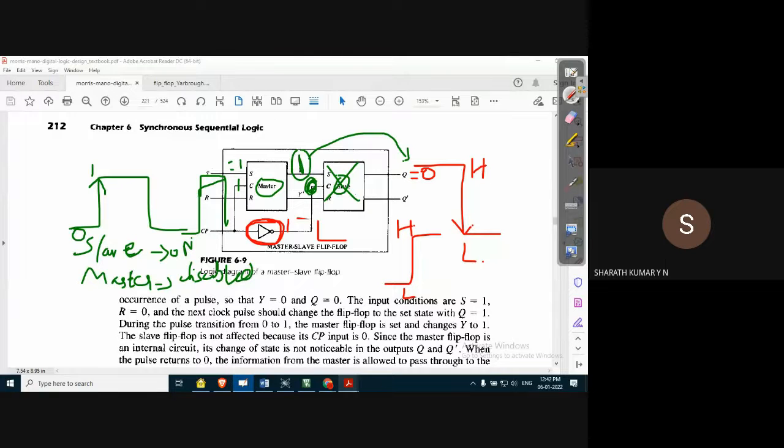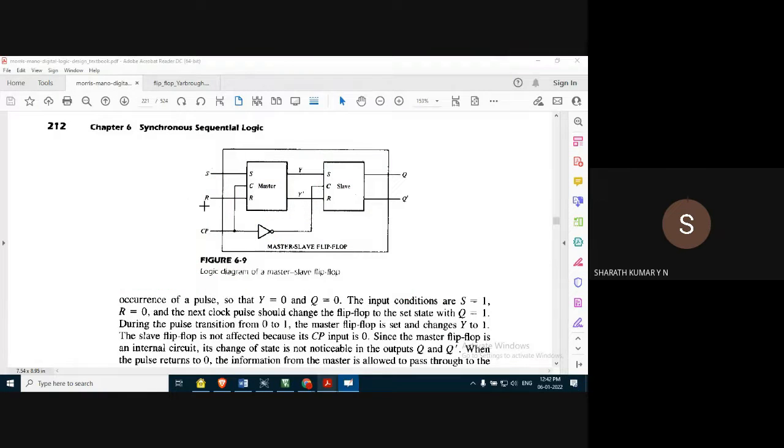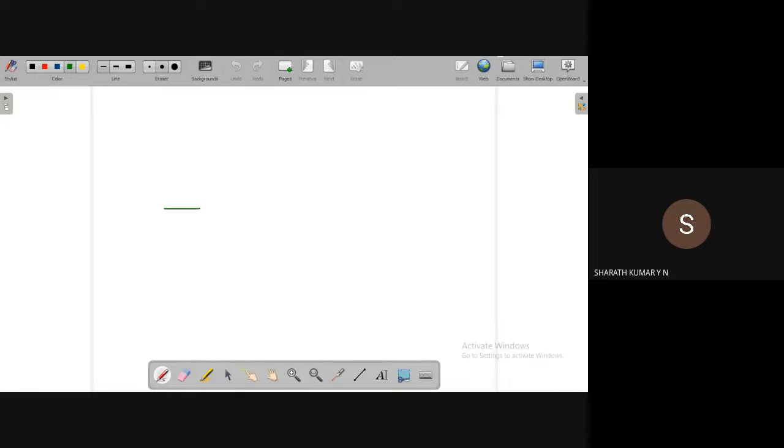Guys, what is one cycle, by the way? I'll show you. This is one cycle, correct? This entire thing is one cycle. The master flip flop is being triggered within the cycle, that is within the rising edge as well as the falling edge. This is the rising edge and this is the falling edge.